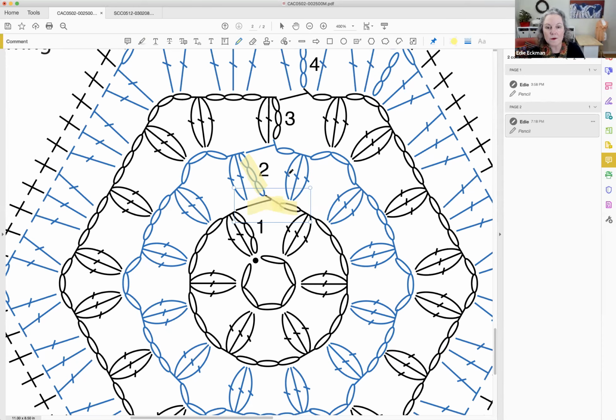I'm at the end of round 2. I've done my cluster, my chain 3, and now I need to put another cluster into that beginning space. Remember when I ended with a stitch, I ended with a chain and a half double crochet. I'm going to do the same thing. I'm going to end with a cluster in that beginning space and then do a chain 1 and a half double crochet. So here's what that looks like.